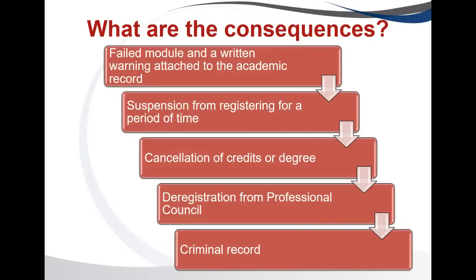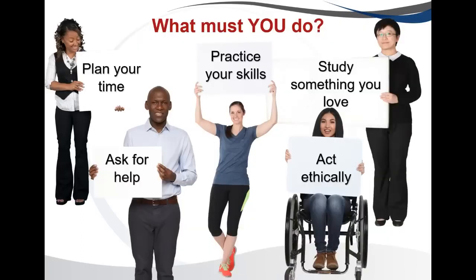Some degrees are linked to professional councils, and these professional councils have their own ethics code too. If you are found guilty of offences at the university, they might not register you with the council, or if your degree is revoked, they might remove you from the professional council itself. In some cases, the university might work with the South African Police Service to institute criminal charges against you. If found guilty by a court, you might have a criminal record as well as land in jail. So what must you do?